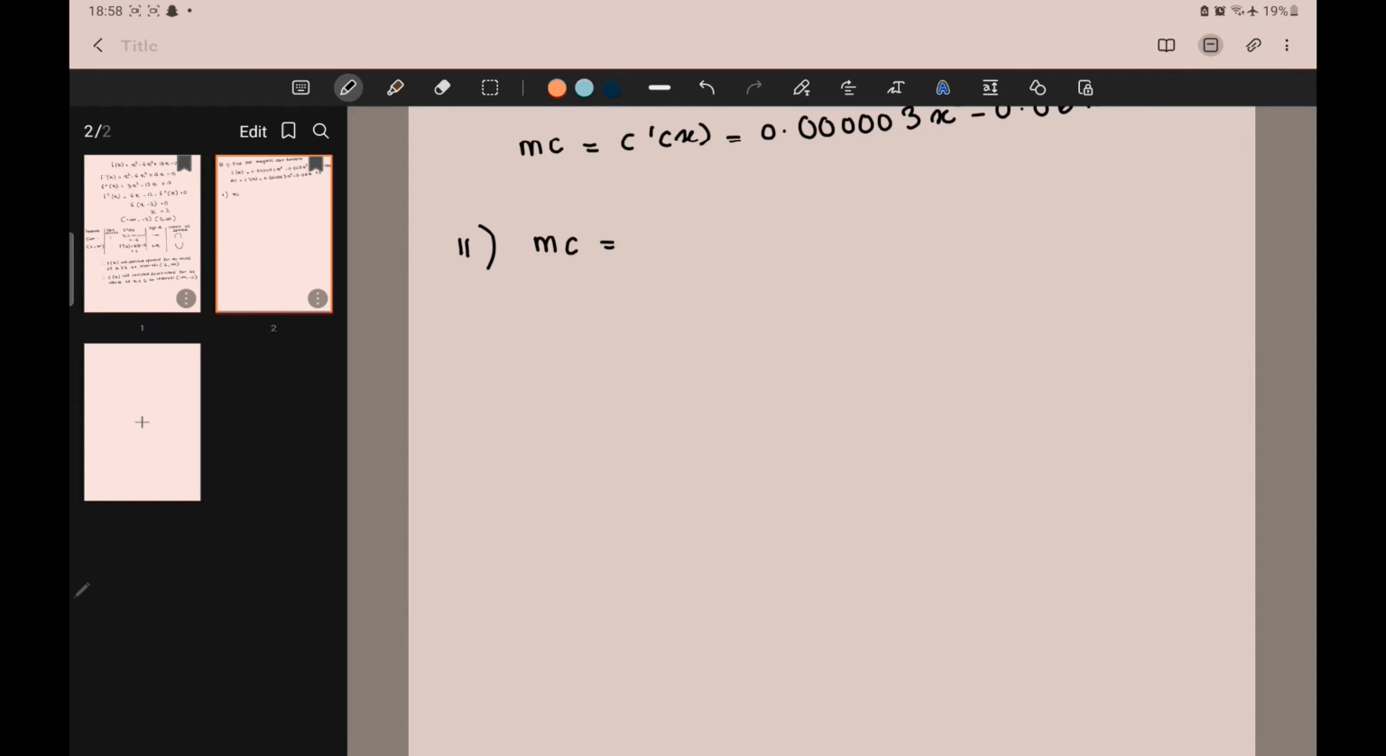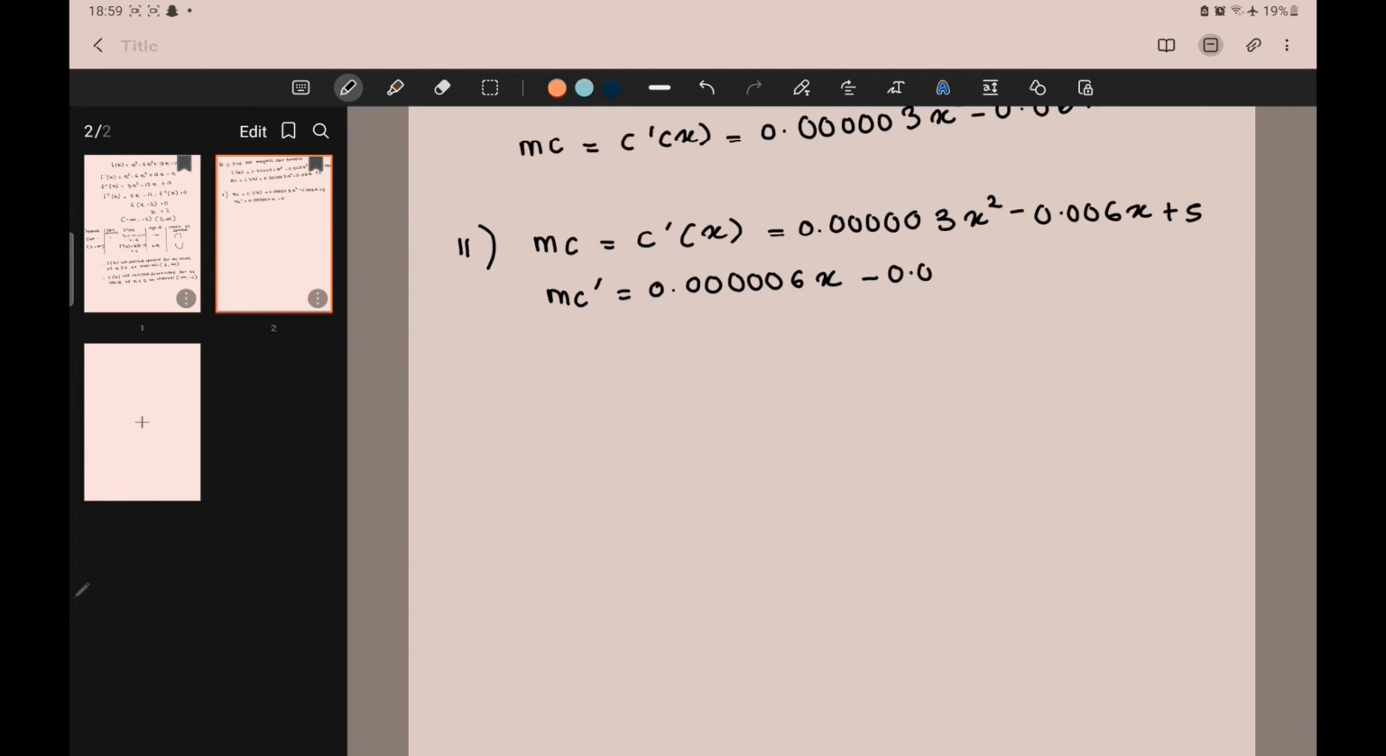For the next question, B2 asks us to describe the behavior of the marginal cost function, whether concave upward or concave downward. So, we use the marginal cost function that we got from B1. After that, we use the first derivative and we get 0.00006x minus 0.006. Next, we use the second derivative and we get 0.00006. The answer is greater than 0, so we conclude that the marginal cost function is concave upward.